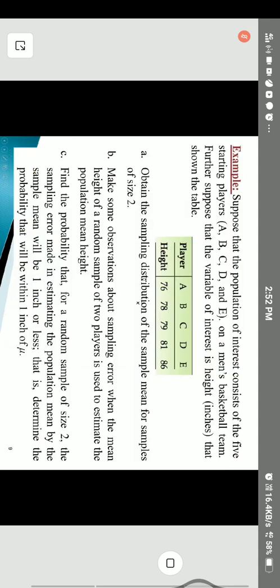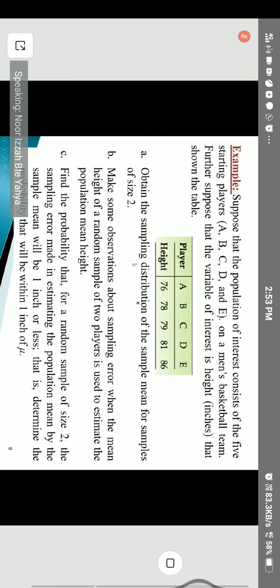Okay, let's look at an example. Let's say you have a population of 5 basketball players, A, B, C, D, E. I need to highlight how sampling relates to the population. So this is a small population of 5 players A, B, C, D, and E. From this population, you record their heights. Player A's height is 76. Player B, 78. Player C, 79. Player D, 81. Player E, 86.